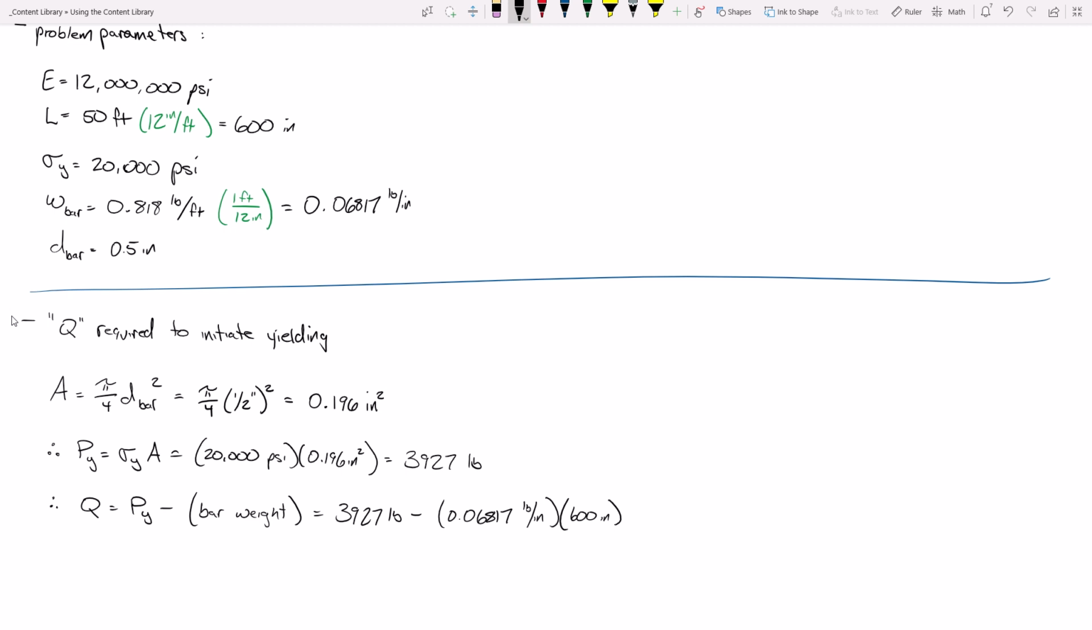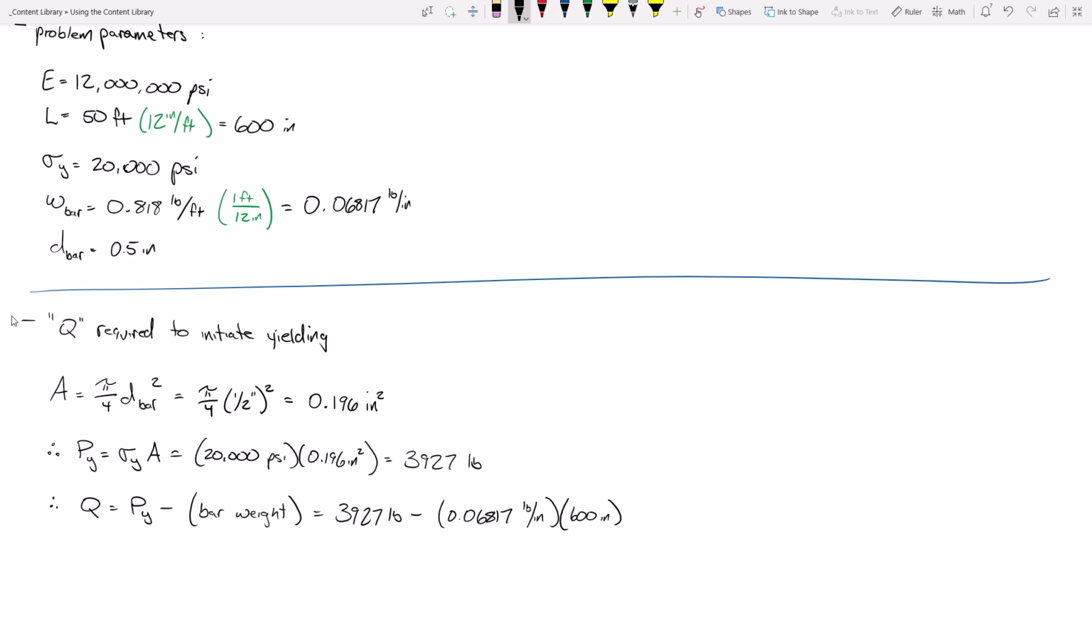The effect of the weight. And think, the longer the bar is, the less applied load it's going to take to yield it, because the longer the bar is, the more that self-weight is going to contribute towards potential yielding. Does that make sense?